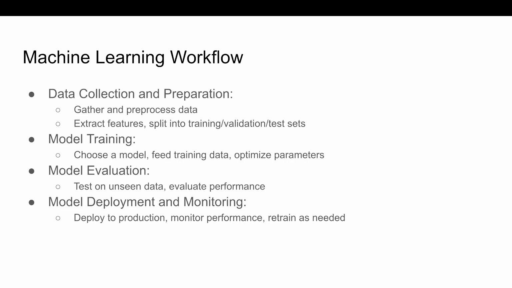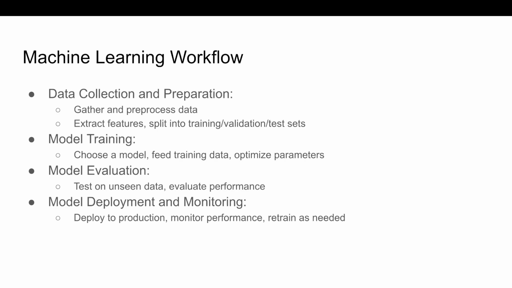2. Model training. Choose an appropriate model architecture based on the problem and data characteristics. Feed the training data, features, and labels into the model. Use an optimization algorithm to adjust the model's parameters to minimize the prediction error. Evaluate the model's performance on the validation set and tune hyperparameters if necessary.